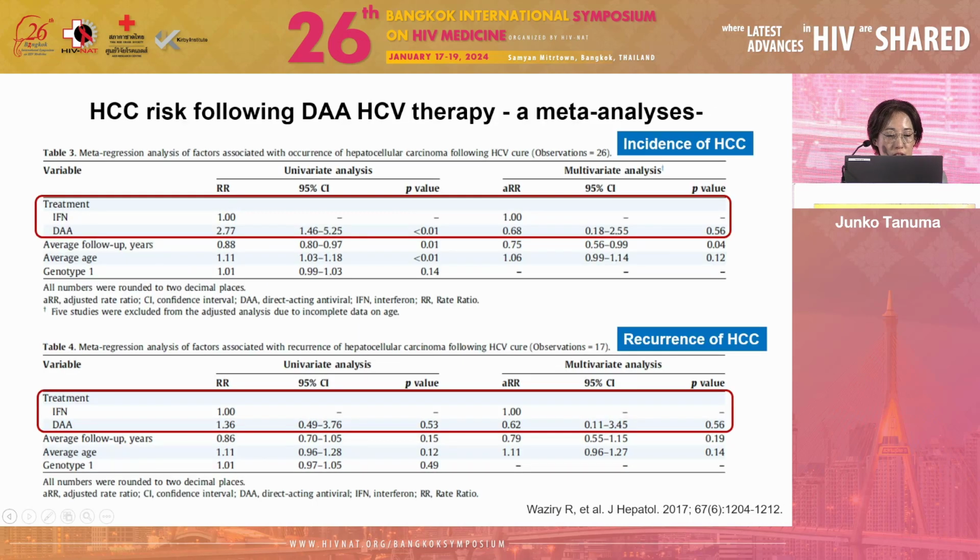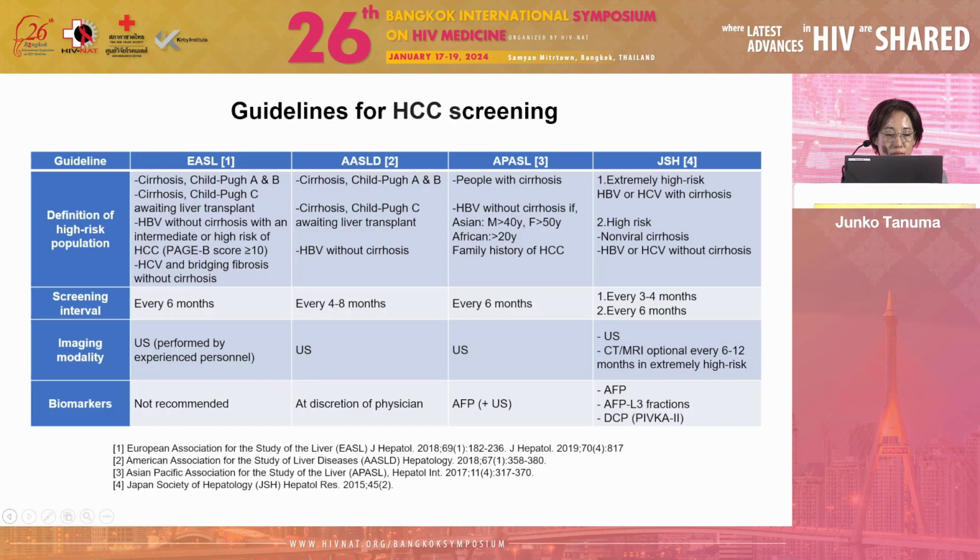Speaking about hepatocellular carcinoma, HCC, it is important to remember that DAA does reduce the risk of cancers, but DAA does not create a zero risk of HCC. So we should keep an eye on cancer risk and provide regular screening for HCC, especially in cases with cirrhosis. This slide shows the guidelines of HCC screening across the world. They're quite different in detail, but in general, 6-monthly ultrasound is recommended.